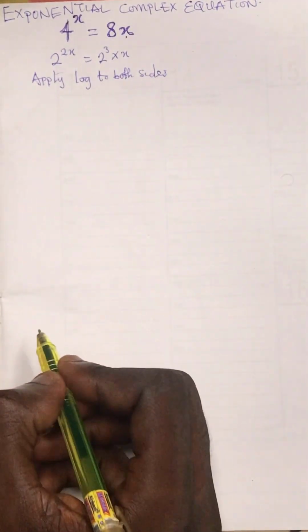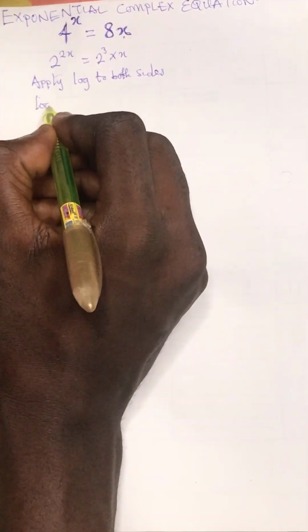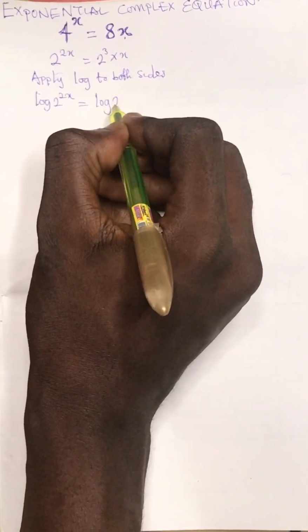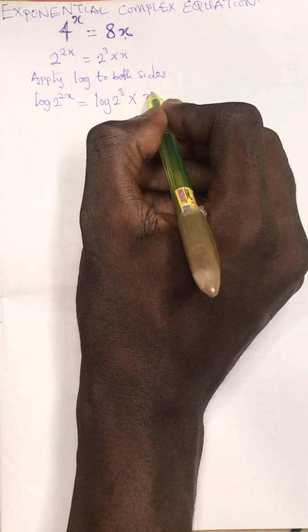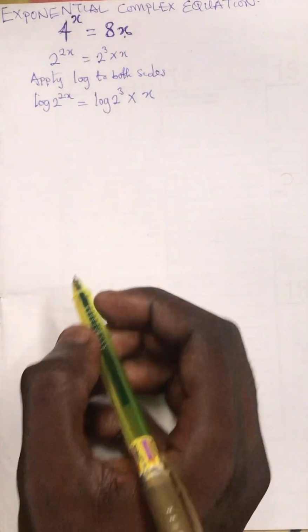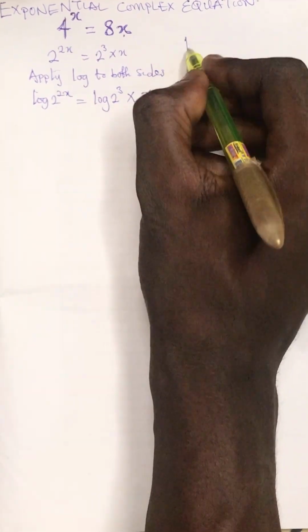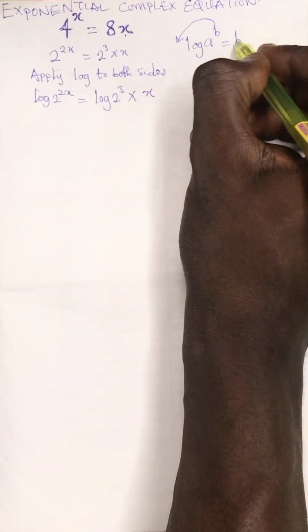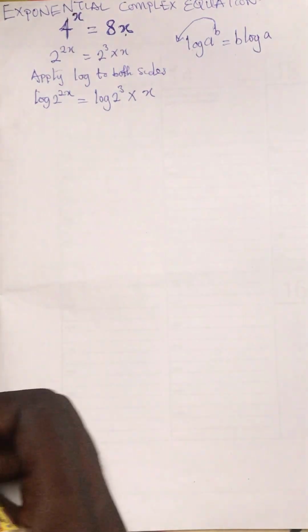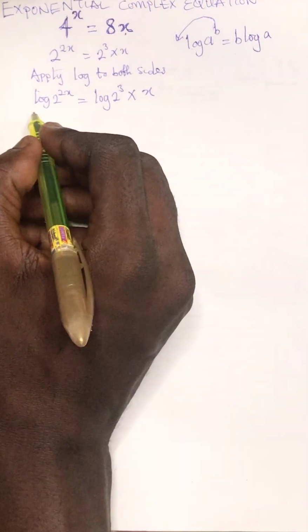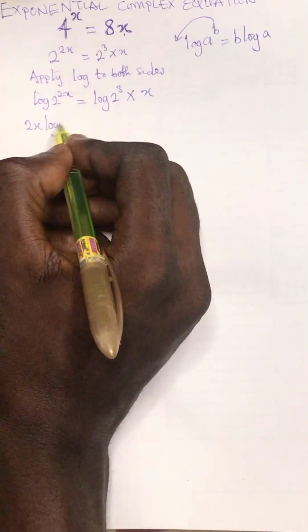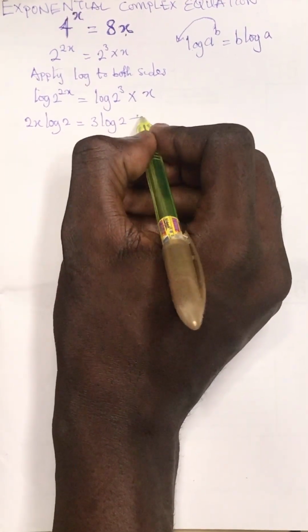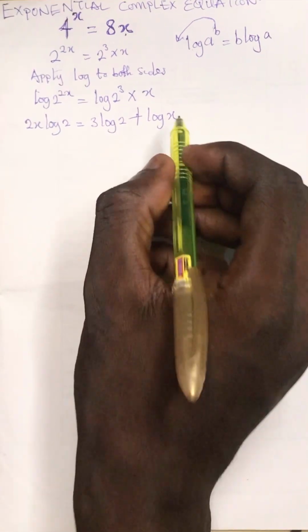Now, by applying log to both sides, I will have log 2 raised to the power 2x equal to log 2 raised to the power 3 times x. Are you seeing that now? Then this will now become, from the rules of logarithm, it says if I have log a raised to the power b, it's the same thing as saying b log a. Are you seeing that now? So that means automatically this will become 2x log 2 equal to 3 log 2 plus log x.